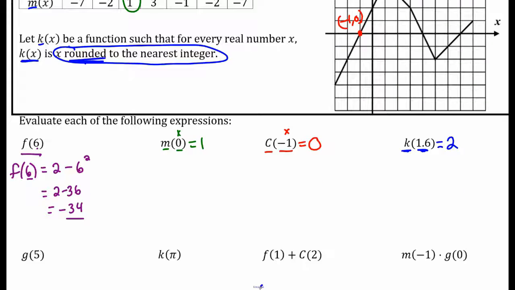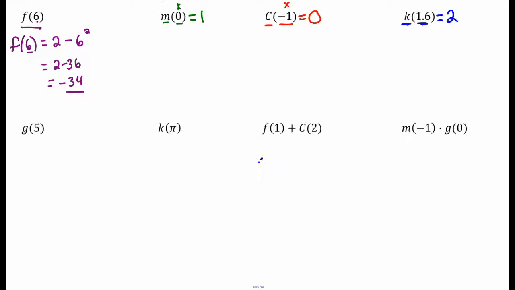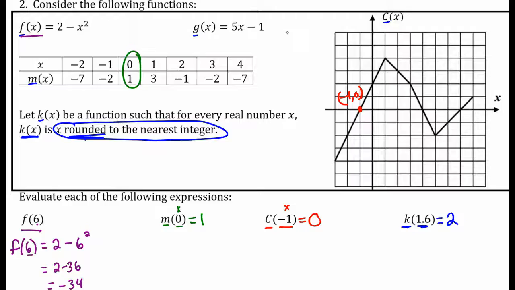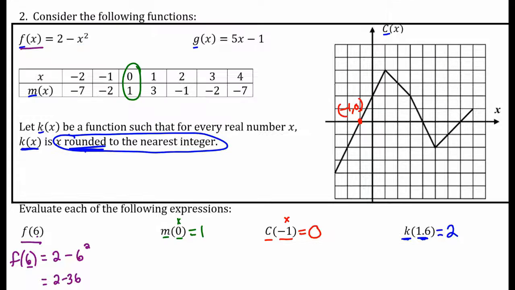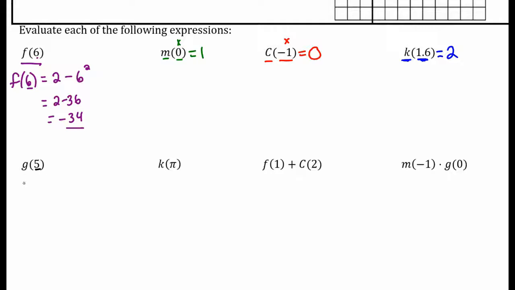Sliding on down. G of 5. If I want g of 5, I need to plug in a 5 to the g function. Well, g is 5x minus 1. So g of 5 is 5 times x. What's my x? 5, minus 1. 25 minus 1 is 24.